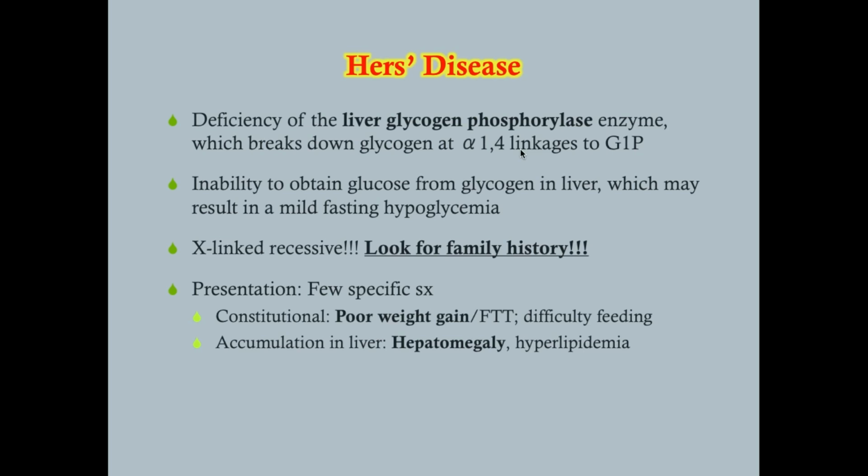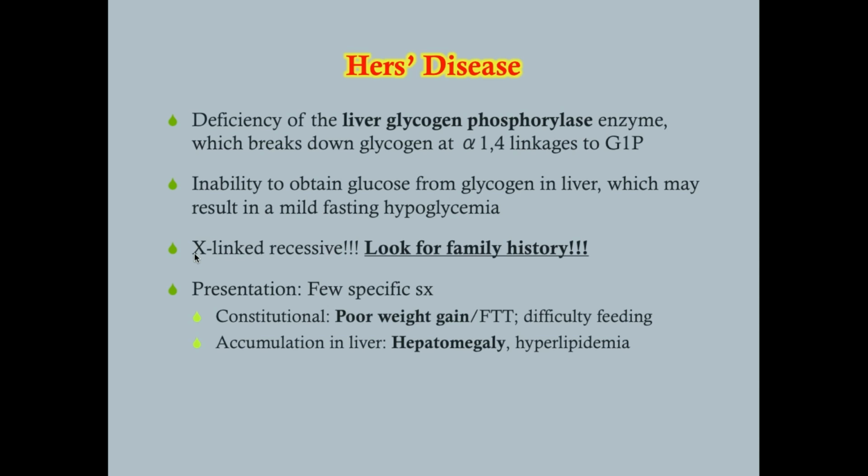So, deficiency of liver glycogen phosphorylase, inability to obtain glucose from glycogen in the liver, which may result in a mild fasting hypoglycemia. Note mild. This is not like von Gierke's, where all of the pathways of gluconeogenesis are inhibited, including glycogenolysis. This is strictly a problem of glycogenolysis. So it's not going to be as bad as von Gierke's, but they will still have some level of hypoglycemia.